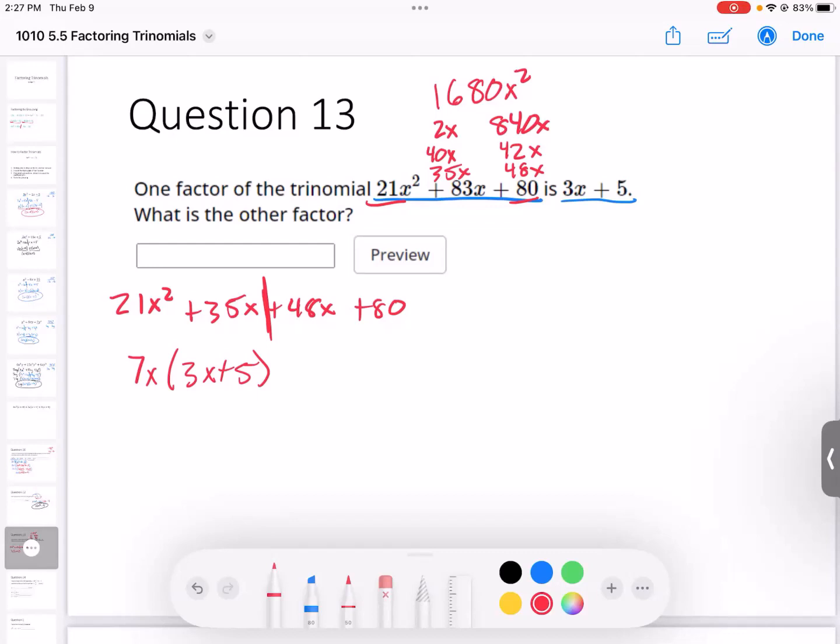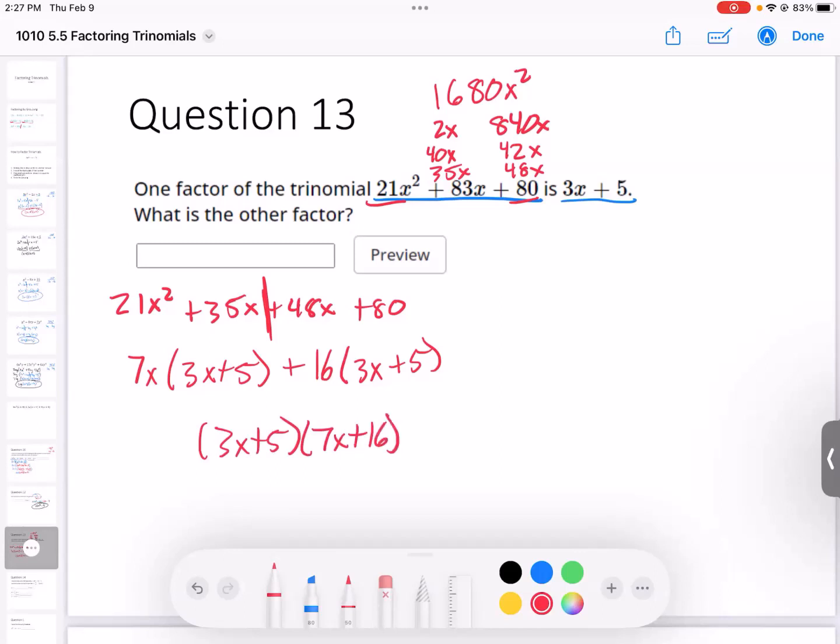what's 48 divided by 3? Because I want the stuff in the parentheses to be 3x plus 5. So whatever 48 divided by 3 is, that's probably going to be what they have in common. 16. So I'd have 16 times 3x, and does 80 divided by 16 equal 5? Perfect. So that would be my second group. Then I can factor out the 3x plus 5 and multiply this by 7x plus 16.